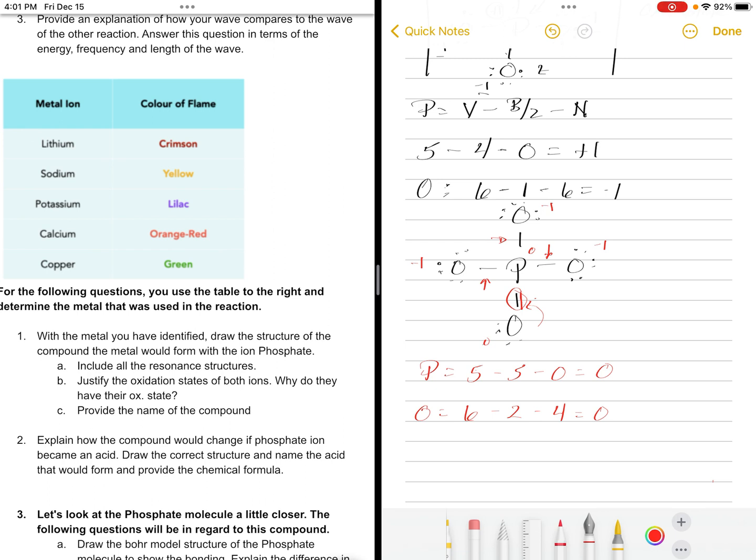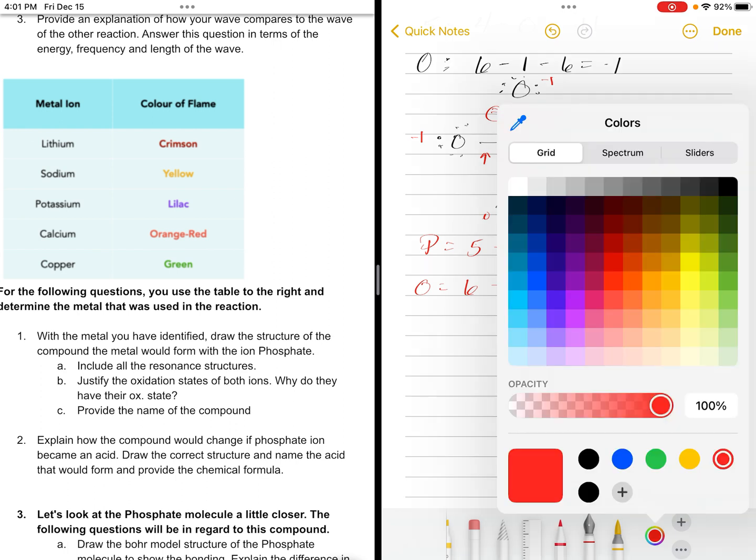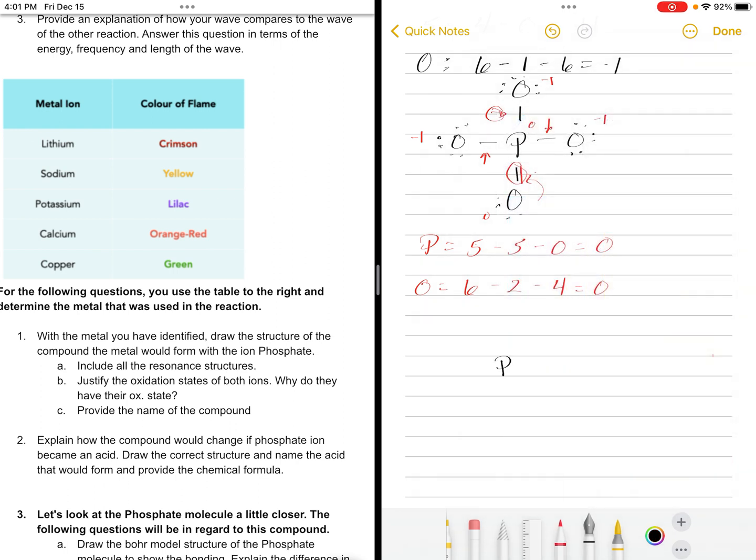Now, when it comes to resonance, you don't have to draw all of them. Mirror images don't count. So I don't have to draw the one at the top here because that's a mirror image. The only one I have to draw is one on the side. So the other resonance structure for this particular molecule would have been phosphorus with the double bond here, or on the other side, right? Remember, mirror images don't count. And that would have been your resonance structures for this particular molecule. Okay, so there it is.